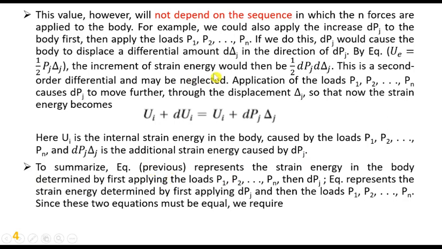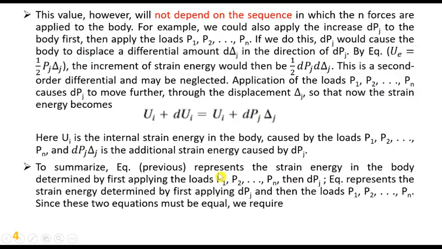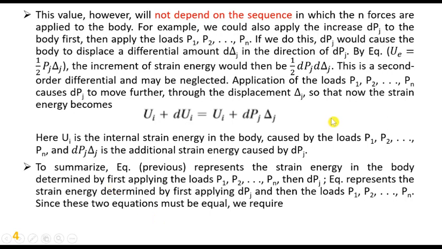To summarize, this equation represents the strain energy in the body determined by first applying the loads and then dPj. First applying the loads, then dPj, that is the previous equation. And this other equation represents the strain energy determined by first applying dPj and then applying the loads P1, P2, Pn.